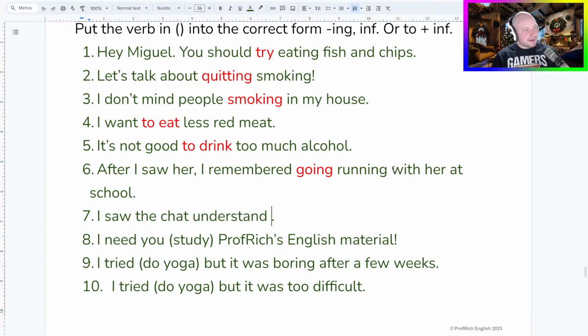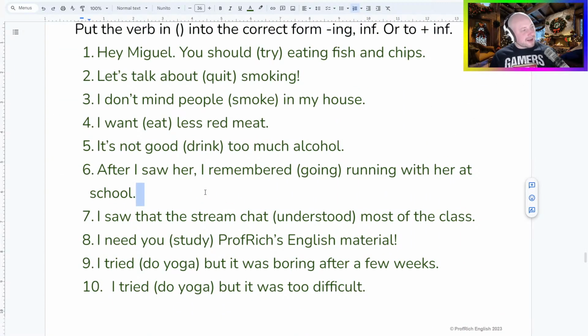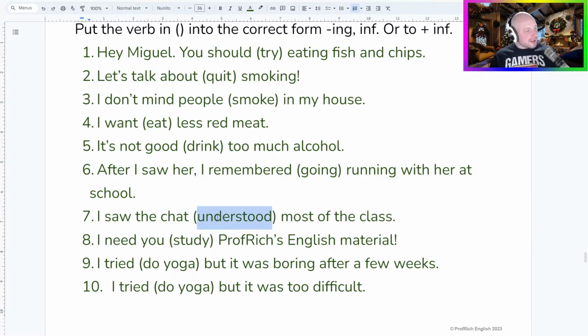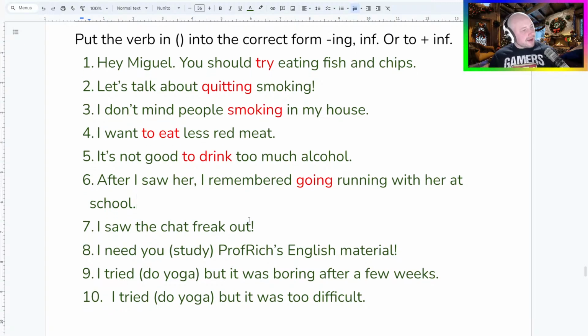Understand. Mamma mia. I saw the chat freak out. There you go. There's a better example. I'm going to go back and change that, just in case anyone looks at the notes afterwards. I saw the chat freak out. Yeah, just got to say that. Yeah, I saw the chat freak out.